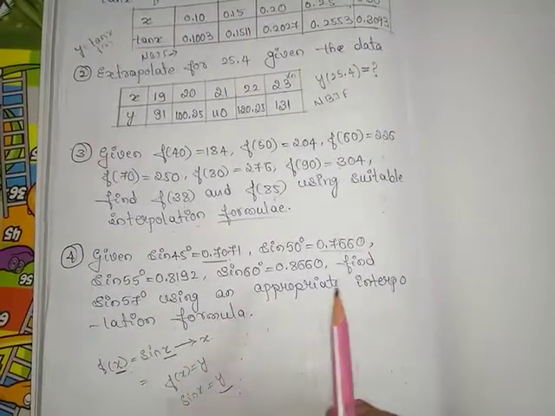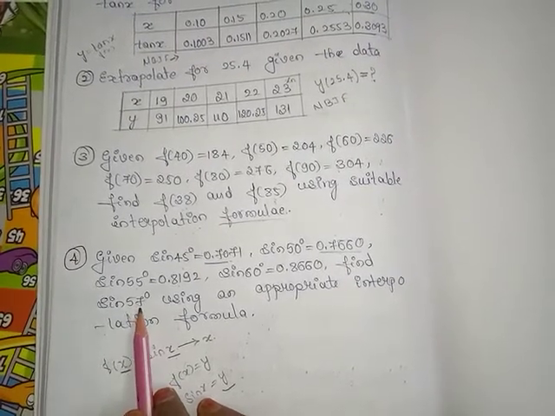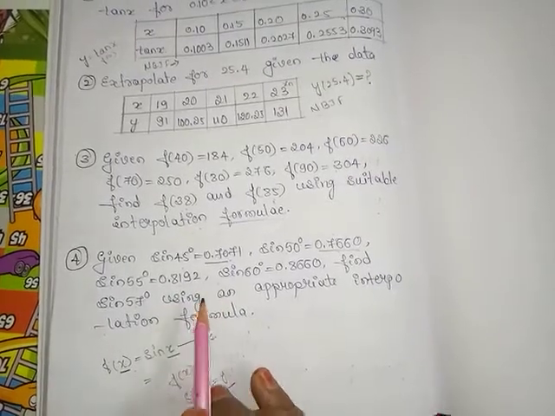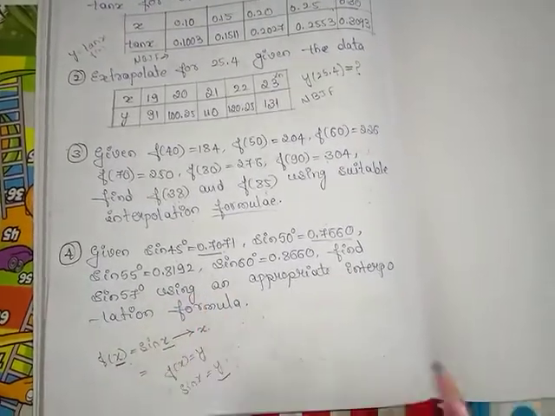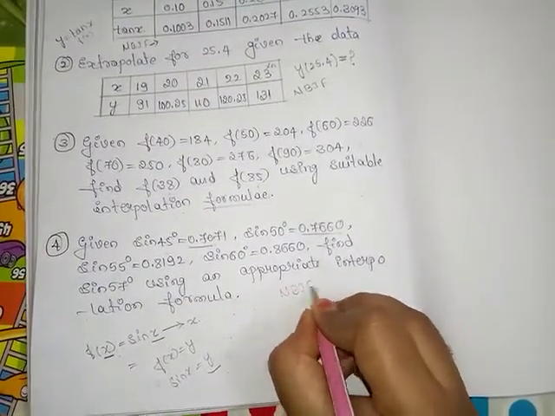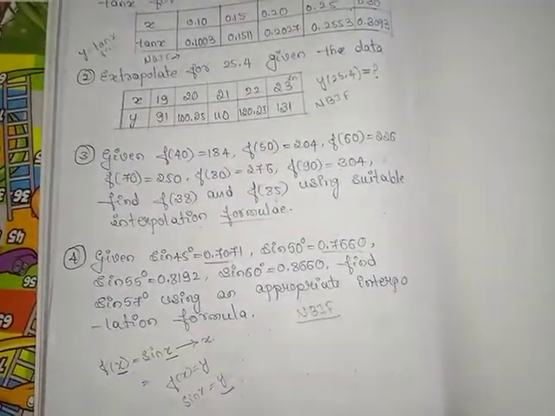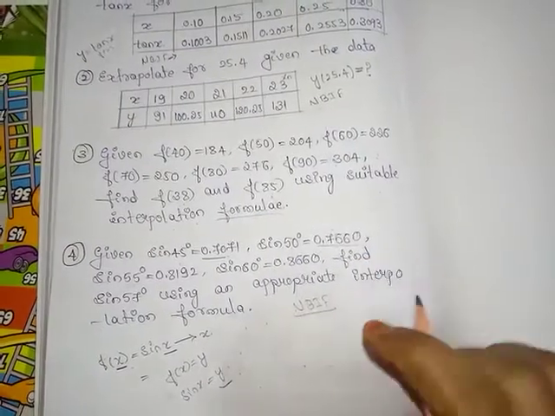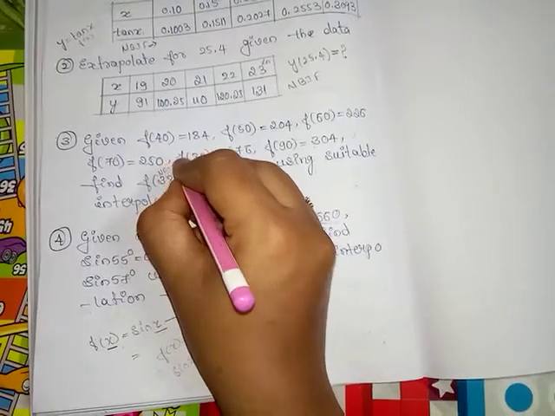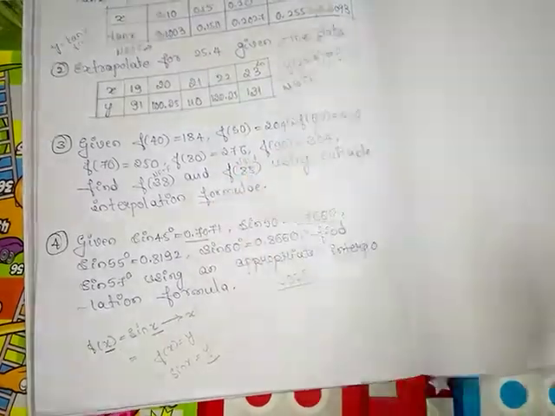Okay, see, the desired value of x is 57 here. See, this 57 lies in the second half. Here also you have to use Newton's backward interpolation formula and find what will be the sin 57 degree. Here also the procedure is the same. For the earlier one it will be Newton's forward interpolation formula. For this one Newton's backward interpolation formula.